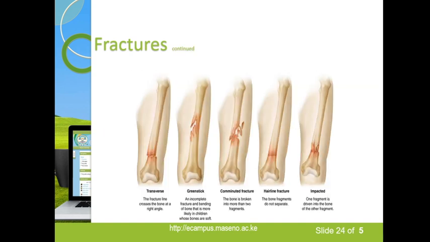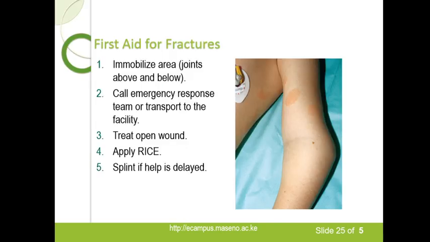Now, apart from closed and open fractures, we have various types of fracture. As you can see, the transverse, where the fracture crosses the bone. Then we have greenstick, where the bone is fractured but not completely. Then we have comminuted, where the bone is fragmented into smaller portions. And then we have the helical fracture. The bone is not separated, but it's fractured across. And when the bone is fractured and the ends drive into each other, then we say it is an impacted fracture.